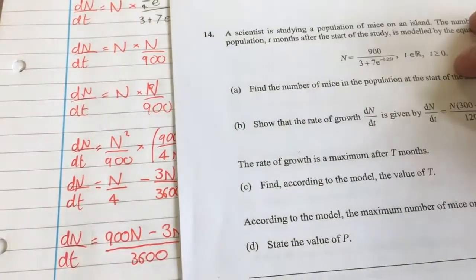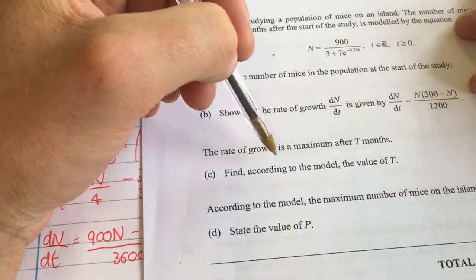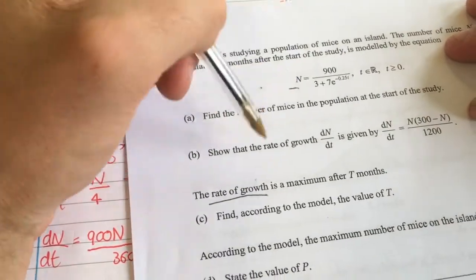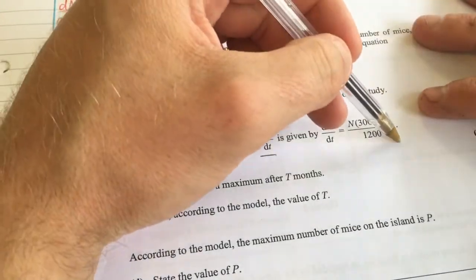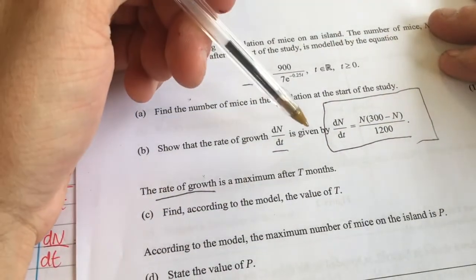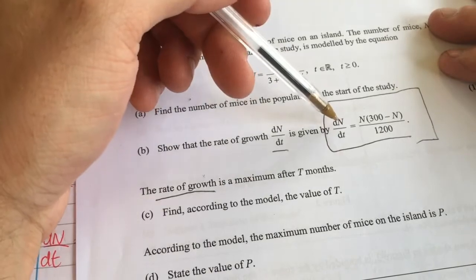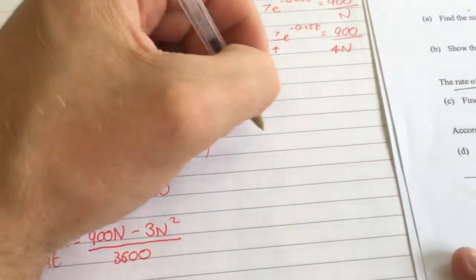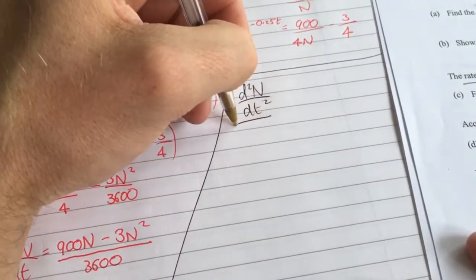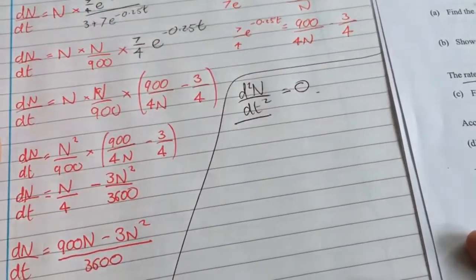Now, very subtly, the rate of growth is a maximum, and here n is just the number of mice. So the rate of growth is this. We're talking about the maximum of the rate. So the maximum of the rate is going to be the differential of the rate, which is, in other words, d2n by dt squared, which is what I need to find, and that should be equal to 0.